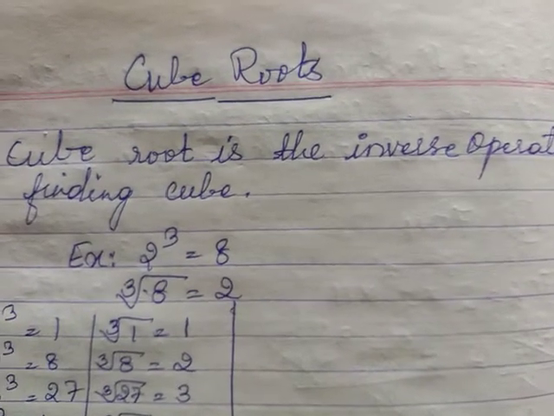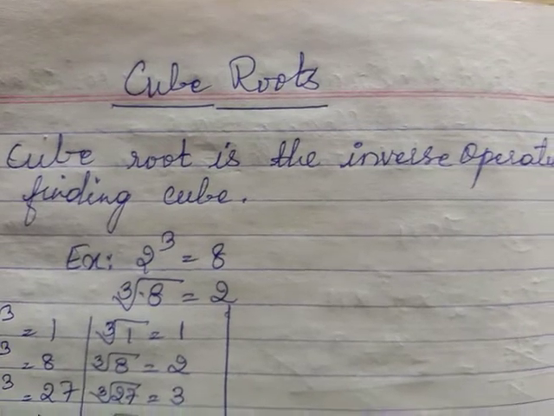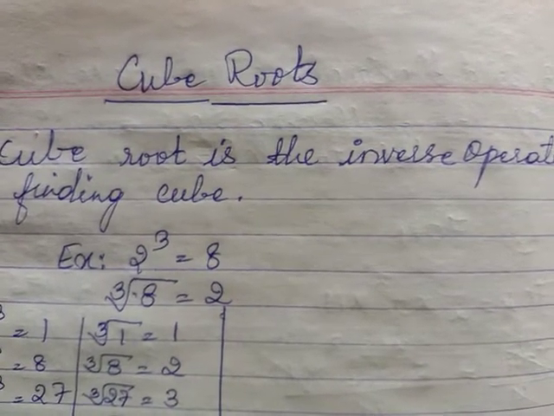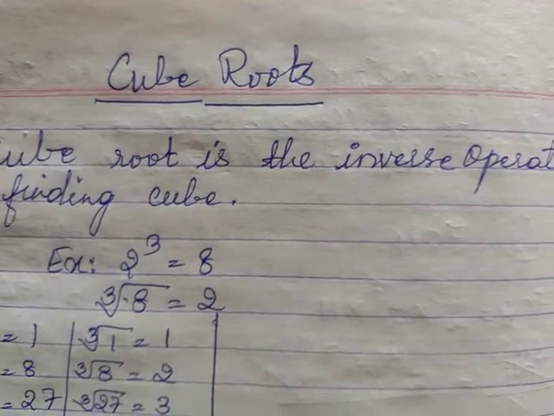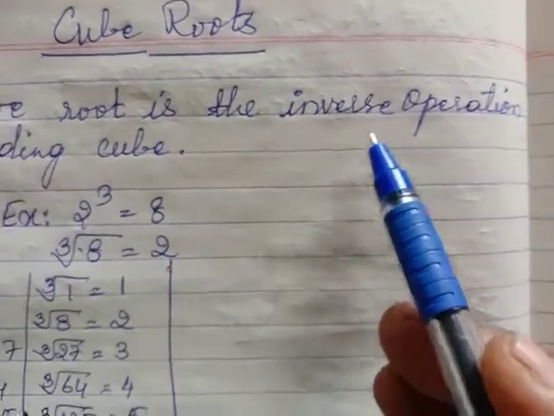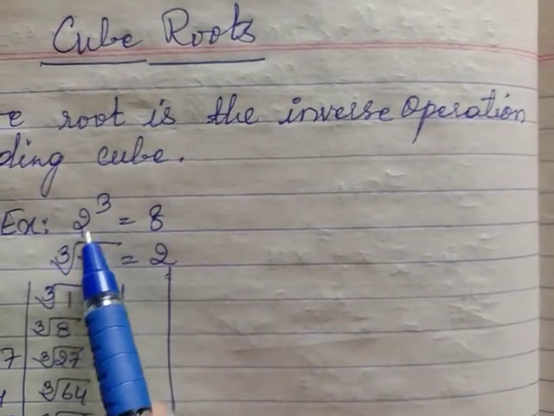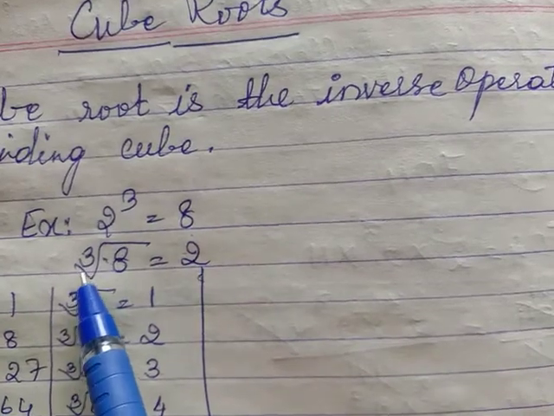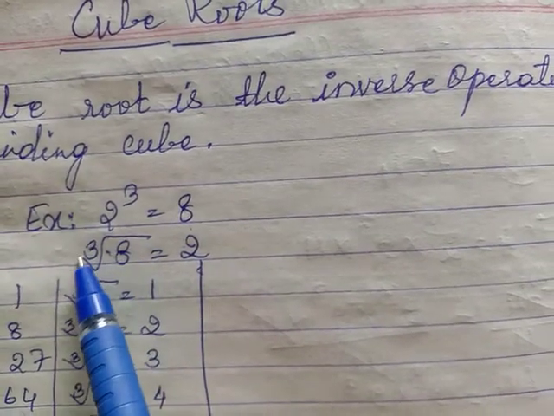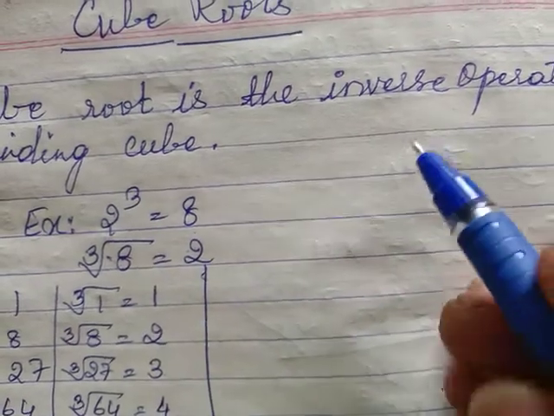Like square roots also. What are square roots? We studied them in the previous class. That is also the inverse operation of square. Cube root is the inverse operation of finding a cube. Now for example, 2 cube is equal to how much? 8.